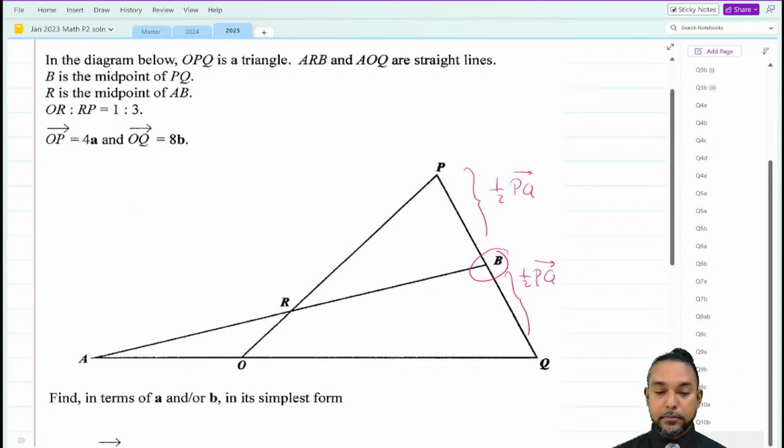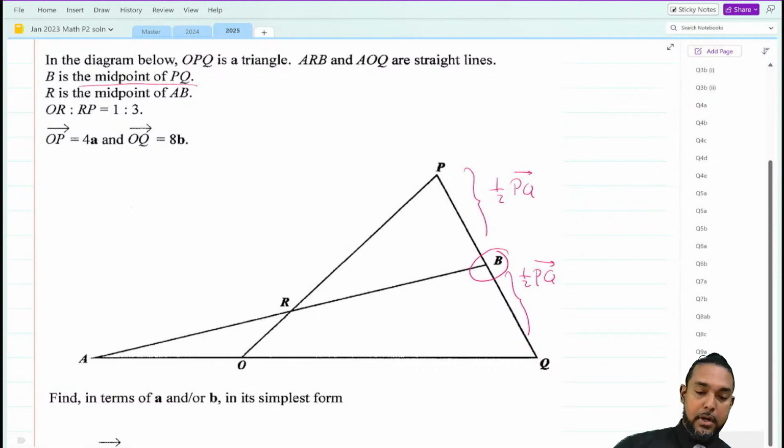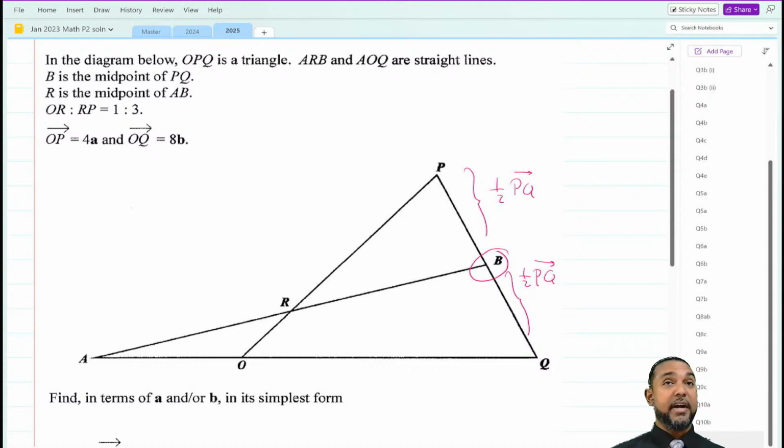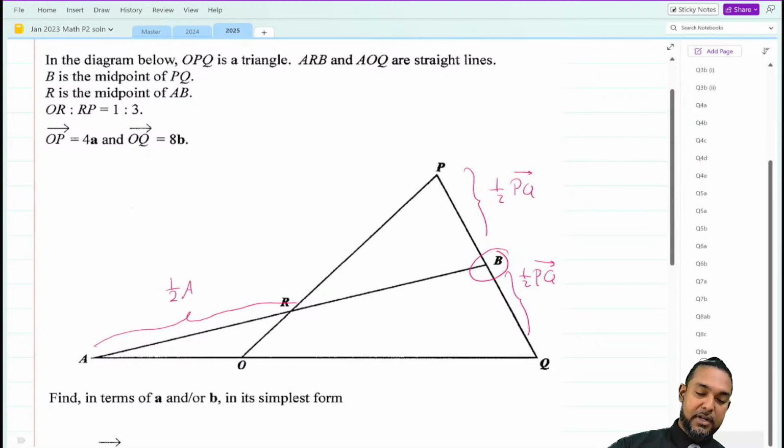All right, so now R is the midpoint of AB. R divides AB again into two equal halves. So this piece here is a half of the larger line, AB, and this piece here is again a half of the larger line, AB.